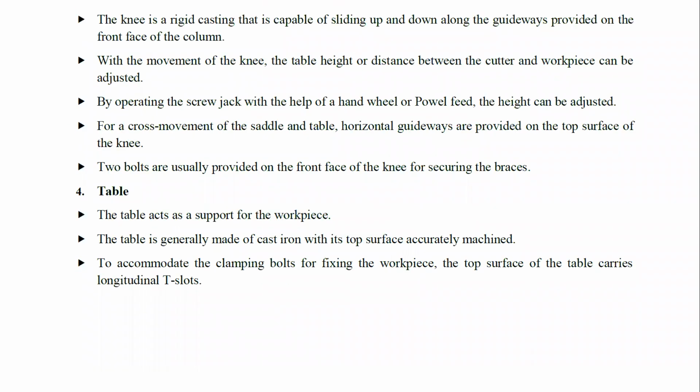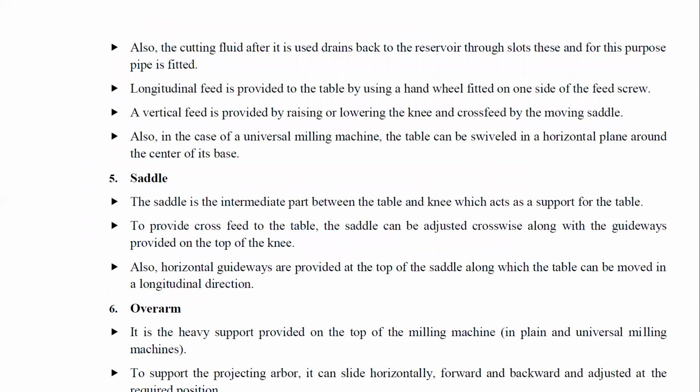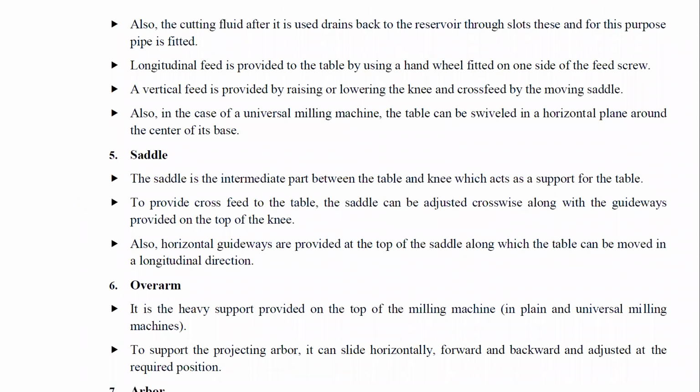The table acts as a support for the workpiece. That is very simple. The table is generally made of cast iron with its top surface accurately machined to accommodate clamping bolts for fixing the workpiece. The top surface of the table carries longitudinal T-slots. T-slots are provided so that the workpiece or the clamping bolt can be fixed. Also, the cutting fluid, after it is used, drains back to the reservoir through these slots, and for this purpose a pipe is fitted in this table. So the cutting fluid goes back to the reservoir.